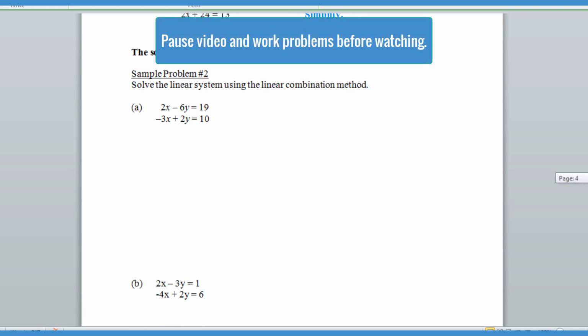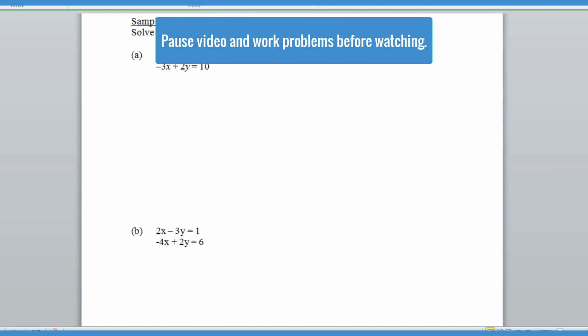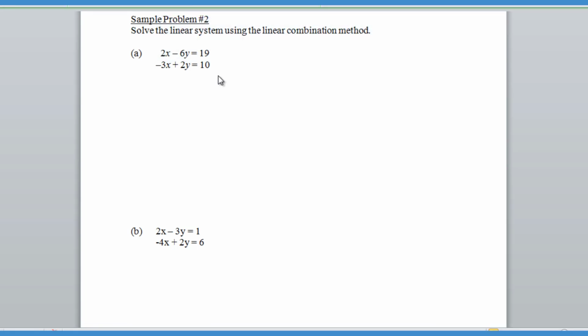So what I'd like you to do is go ahead and stop right now and work on sample problem number 2, part A and B, and try to figure out how to use the linear combination method to solve these systems of equations. Okay, now we'll take a look at a couple of examples for linear combination.